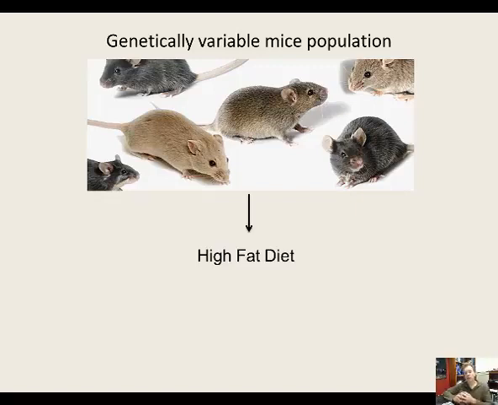Let's look at an example that we'll discuss in class. I just want to introduce it here. But this concept of heritability is misused quite a bit in the popular media. So I want to just bring this up here. Here we have a population of mice. It's genetically variable, as you can tell from the different coat colors. Let's say we take this genetically variable mice population and feed them a high-fat diet.